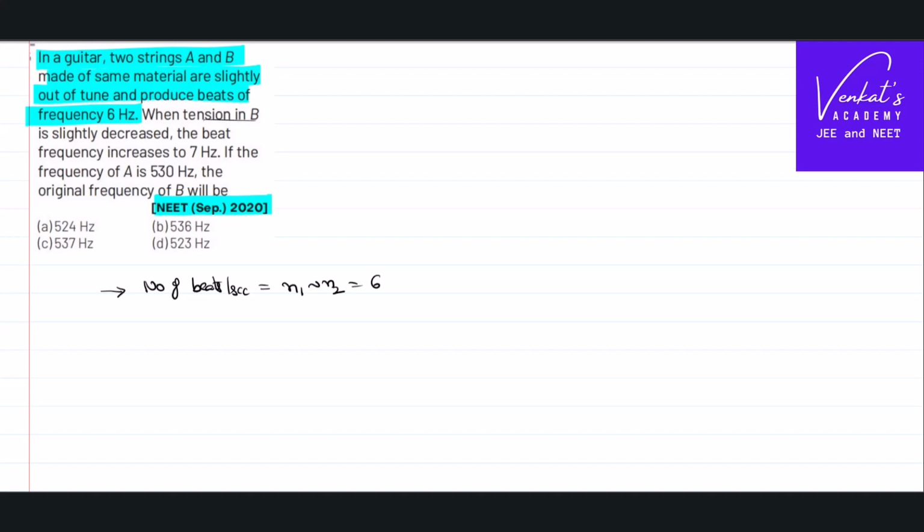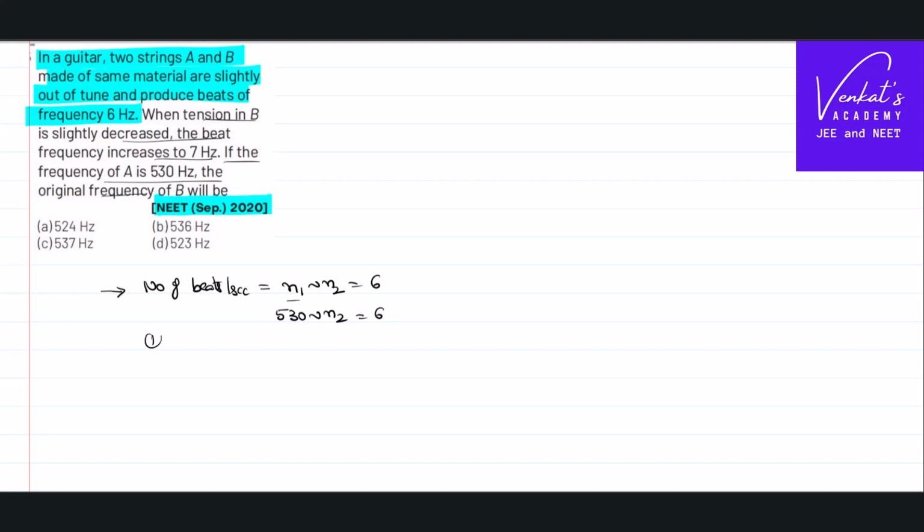When the tension in B is slightly decreased, the number of beats is 7. I will come to that later. If the frequency of A is 530, what's the frequency of B? He has given N1 as 530. So I can write the difference of 530 and N2 equal to 6.